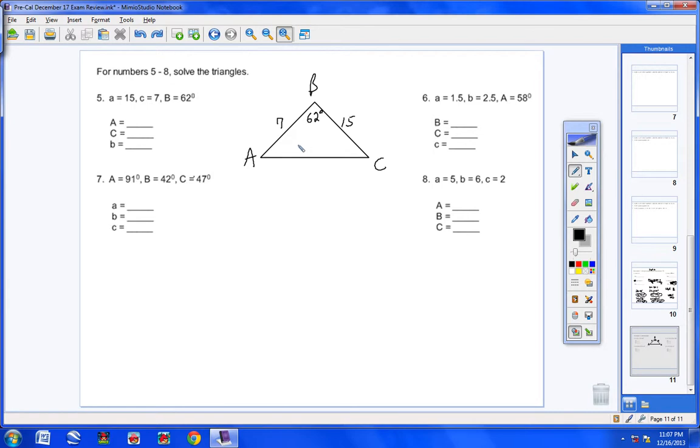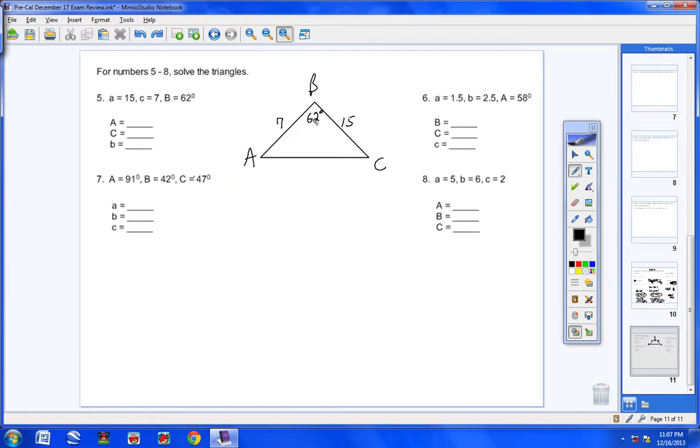Now in order to use law of sines, you have to have a pair. Well, I don't have a pair here. Here's my angle, but I don't have a side over here that I know. I know this side, but I don't know this angle. I know this side, but I don't know this angle. So you cannot use the law of sines. So we're going to have to use the law of cosines, which is too bad.